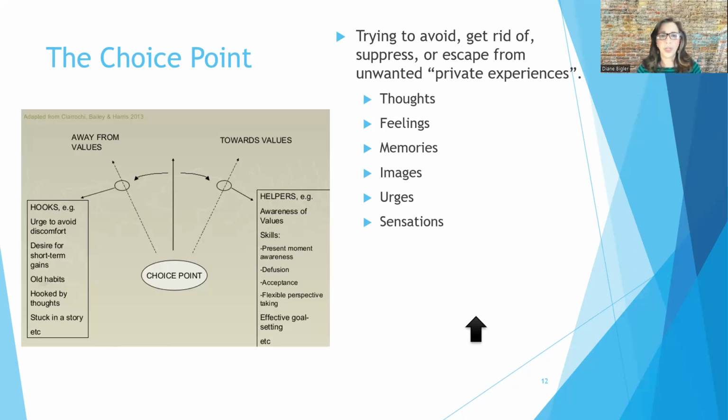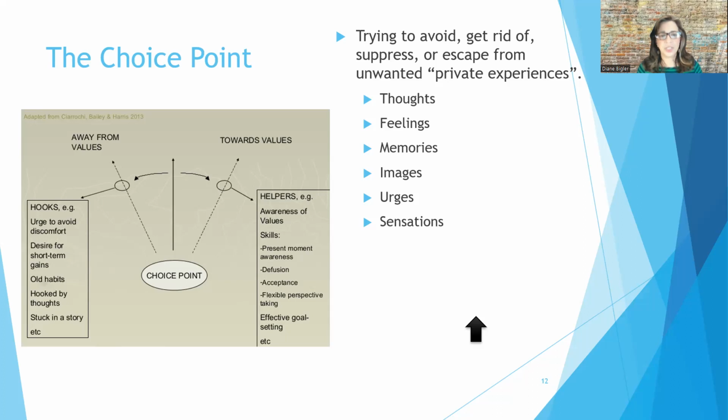Okay, the choice point is another key thing that I would like you to remember in ACT if you want to write this down. The choice point, as you can see in the diagram here, we're really going to look at two different areas. The first area is the one on the left. This is things that take you away from your values. These are hooks, if you can imagine a fishing hook. Things that hook you and actually yank you away from your values and purpose and freedom and joy in life.